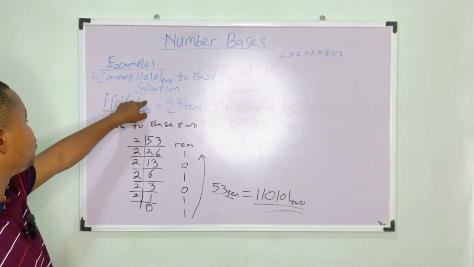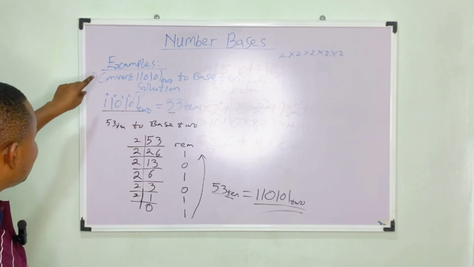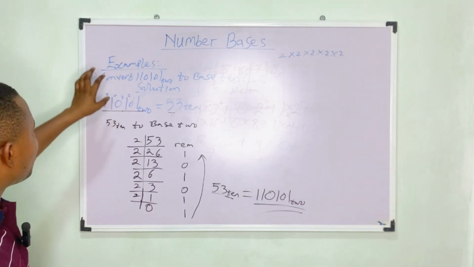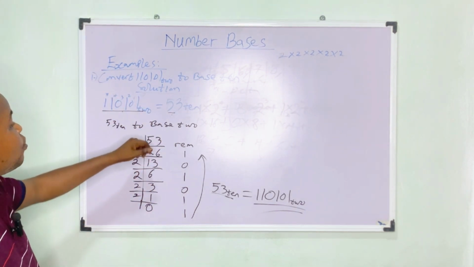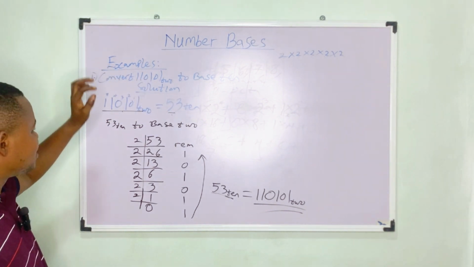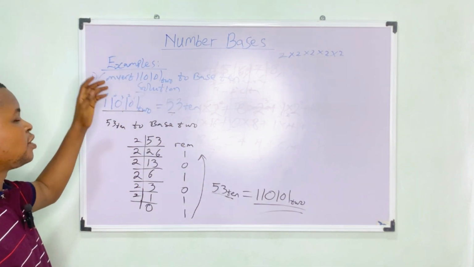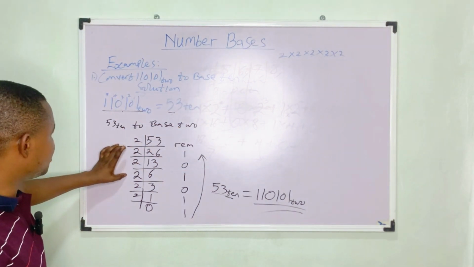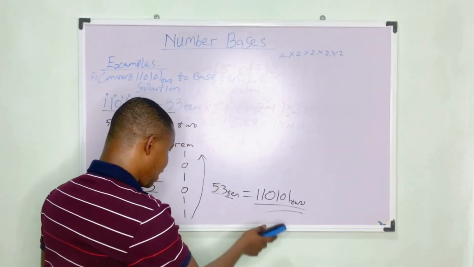And when you are converting from any base, either base 2, base 3, base 4, base 5, and so on, to base 10, you follow this method. And when you are converting from base 10 to any other base, either base 2, 3, 4, 5, and so on and so forth, you use this method. It is as simple as that.